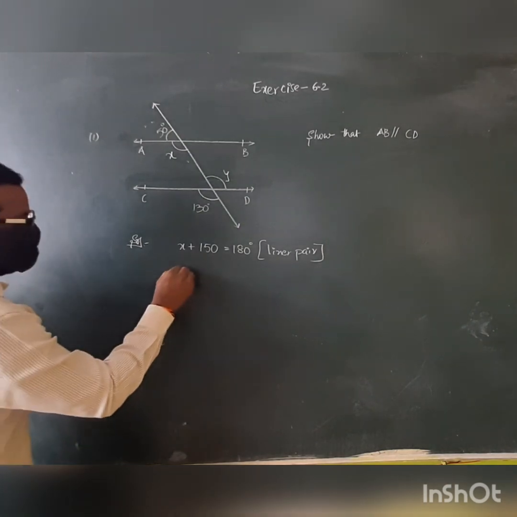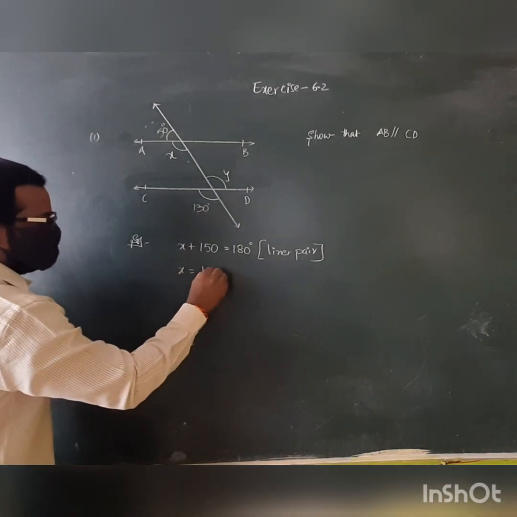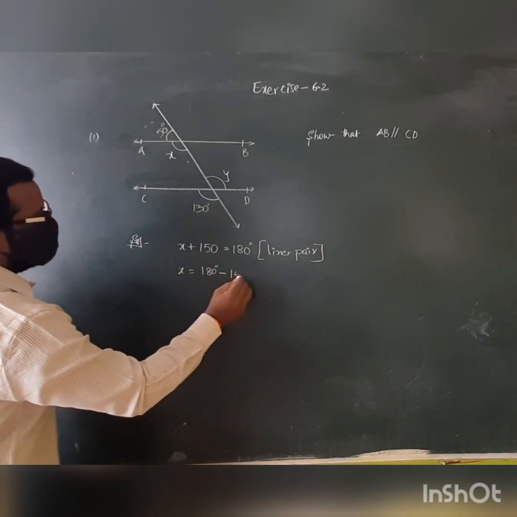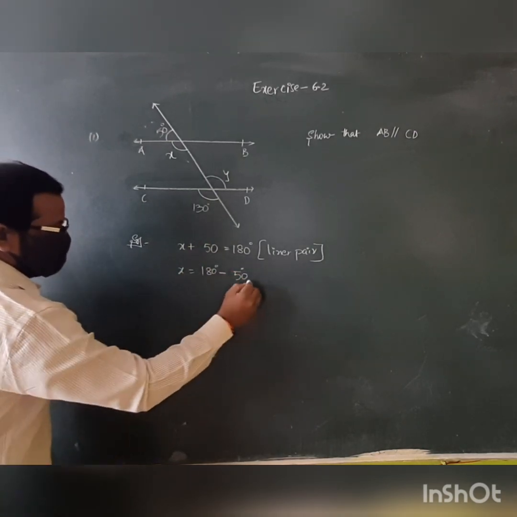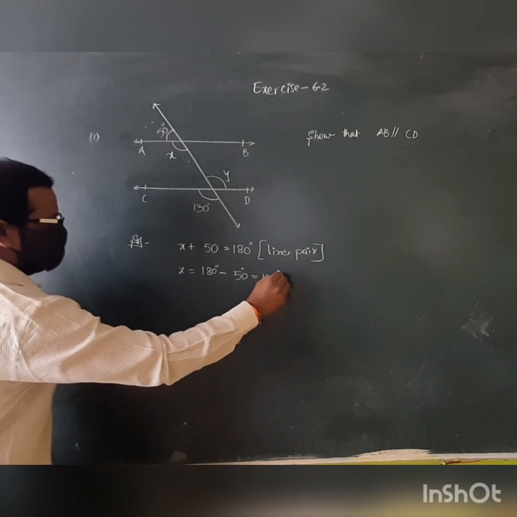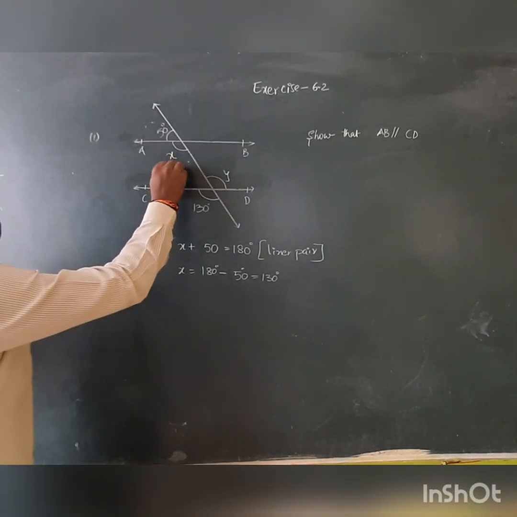Hence we can find x from this: 180 degrees minus 150 degrees, here it is 50 degrees, equal to 130 degrees. So the x value we got is 130.